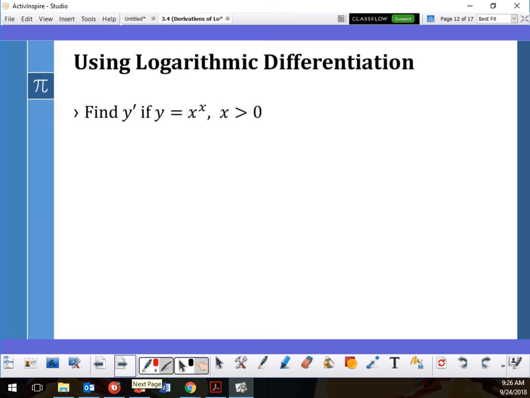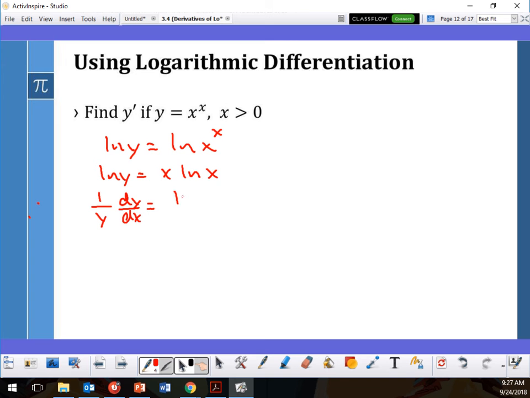Okay, so if I was going to do this, it's kind of a mess. ln both sides. So it's going to be ln y equals ln of x to the x. And so now I'm going to do ln of y equals x ln x. Now it's going to be 1 over y dy dx equals the product rule. So it's ln x, because the derivative of this is 1 times ln x, and then plus x times 1 over x. So that's just going to give me 1.